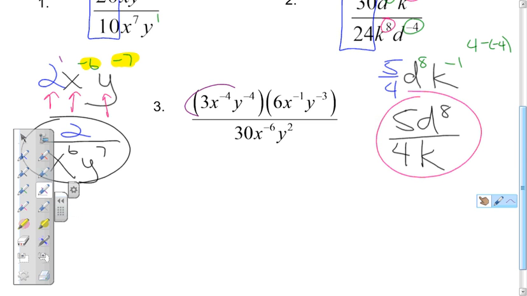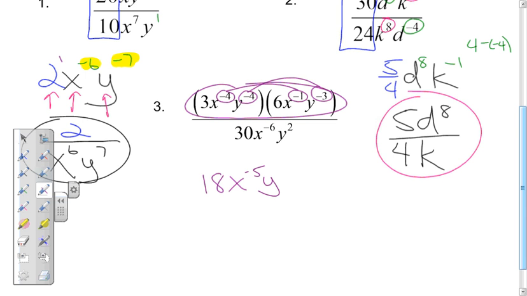Well, if you notice, I have a multiplication going on, so I'm going to do that first. And again, that should be decently obvious: multiplying coefficients, writing bases, and adding exponents. So I've got 18x to the negative 4 plus negative 1, which is negative 5. y to the negative 4 plus negative 3 is negative 7. I'll write the bottom because I haven't done anything with the denominator yet.